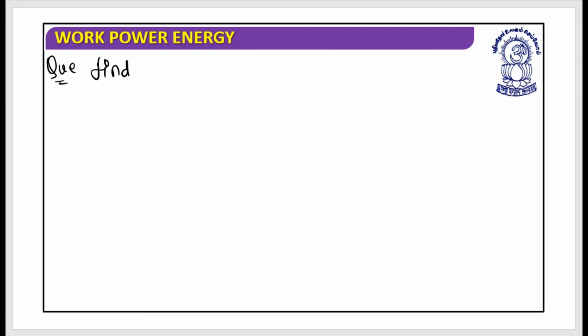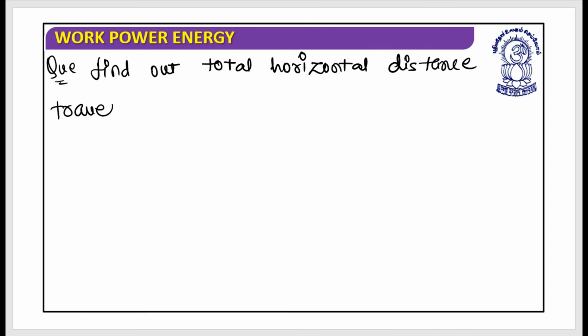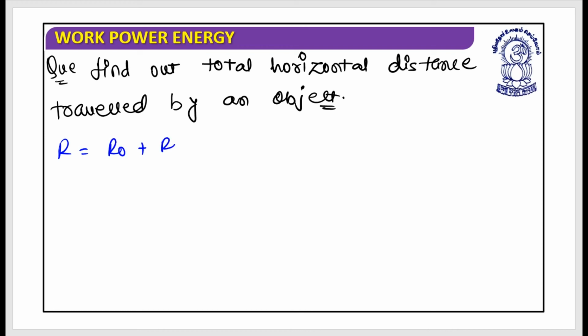Now, let's suppose they have asked to find out the total horizontal distance traveled by an object. So you want to find out the total horizontal distance traveled by an object. How will you do it? It is as simple as that. It's R naught plus R1 plus R2 plus R3 up to infinity.